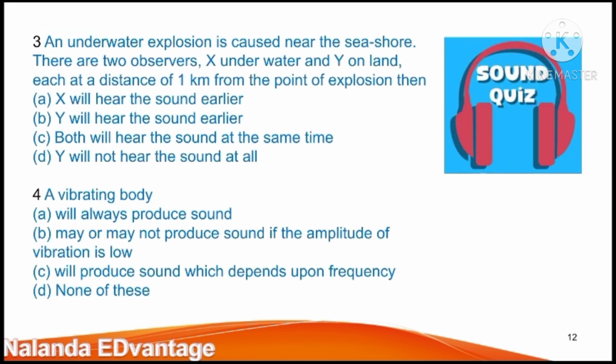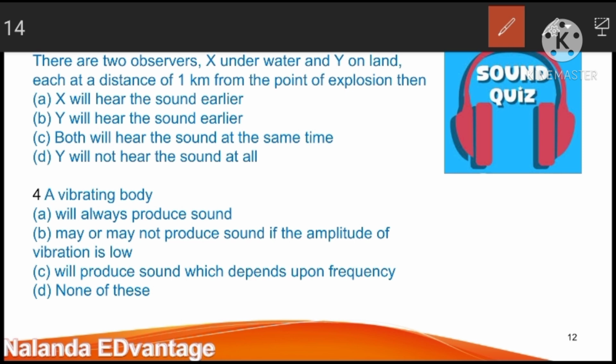Now let's see another one. Two people are at the same kilometer distance away from the point of explosion, but at two different points. One is underwater and one is on the land. You have to tell me who will hear the sound earlier: X or Y, or both will hear the sound at the same time, or Y will not hear the sound at all. Because we have learned that the speed of sound is faster in water than in air, and X is underwater, X will hear the sound earlier.